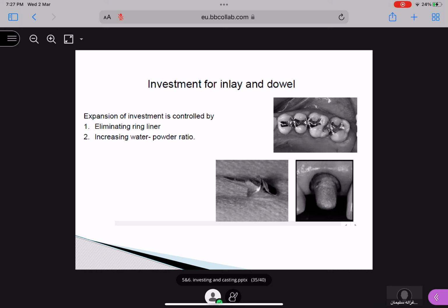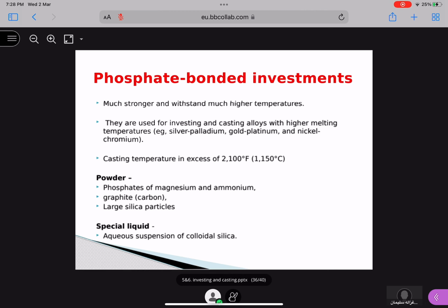Custom made means we have to take the impression of the post space you have prepared in the root canal with the help of some bristle, like from a hairbrush. You take one bristle or some other file, and take the impression inside the root canal so that it can be invested and cast as the dowel. That is your dowel. And the inlay, you already know about the inlay. Expansion of the investment is controlled differently: if you are making an inlay or dowel, you cannot put this ring liner, and you have to increase the water powder ratio.